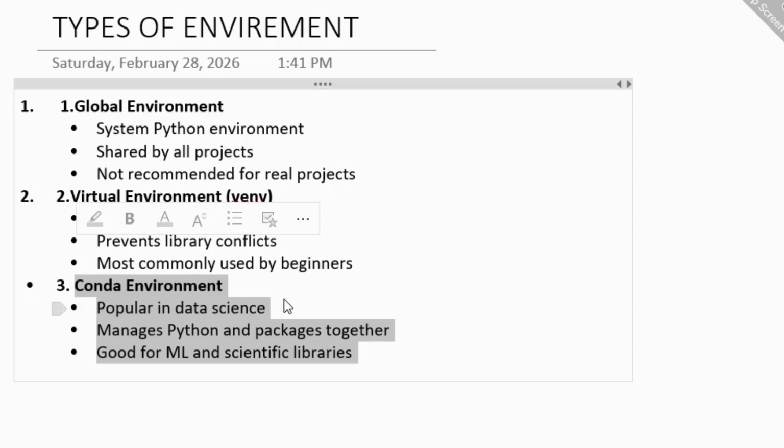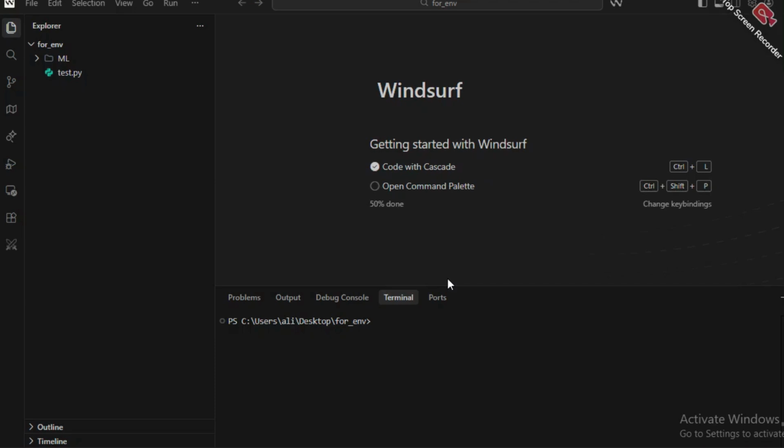For this video, we will focus on the virtual environment. We will see how to create a virtual environment, how to activate it, and how to install libraries inside it. We will also see how to check which libraries and versions are installed in the environment, and how to deactivate the environment. So let's start.